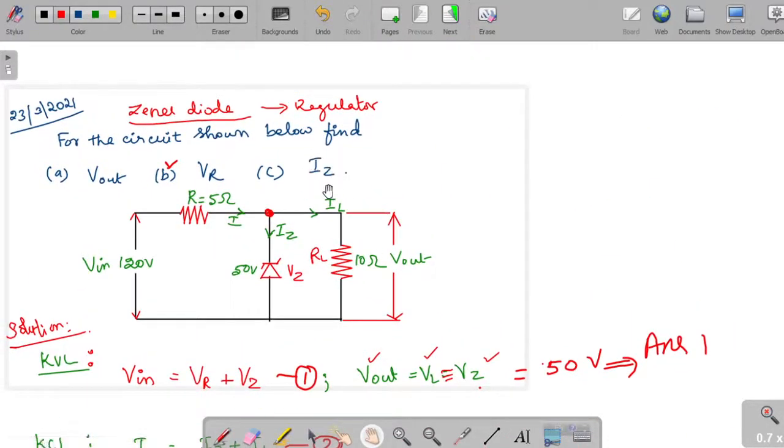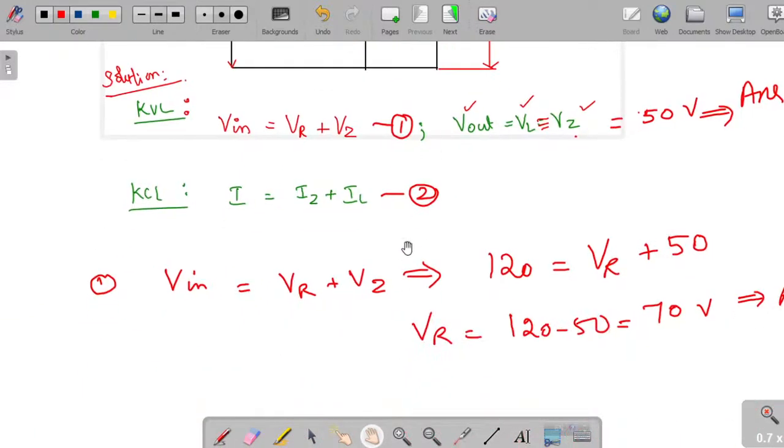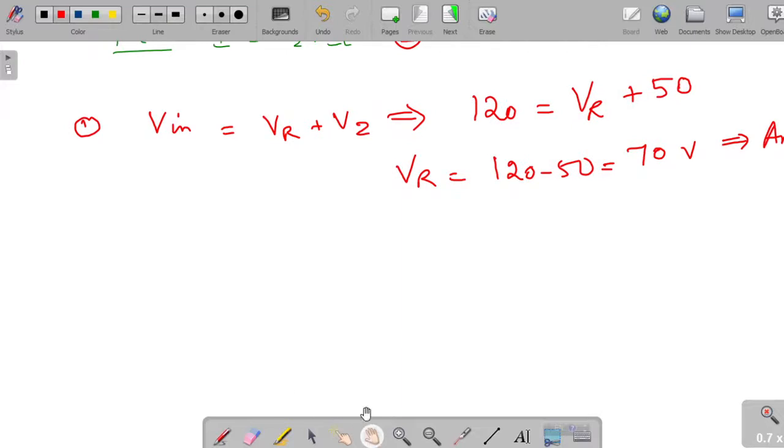Then the third is IZ, calculate IZ. So that can be calculated using this KCL. So we can apply this KCL. What is the formula for KCL?